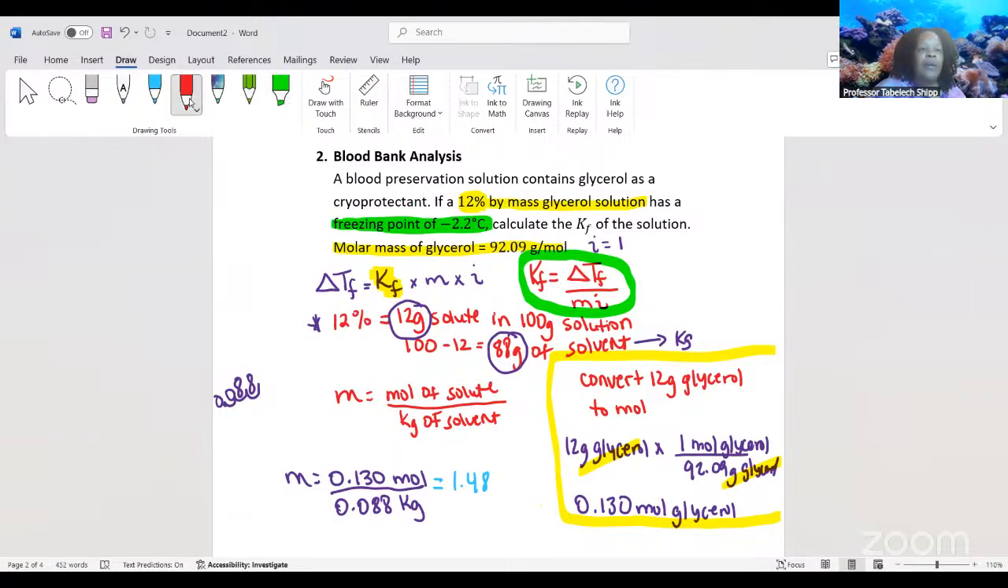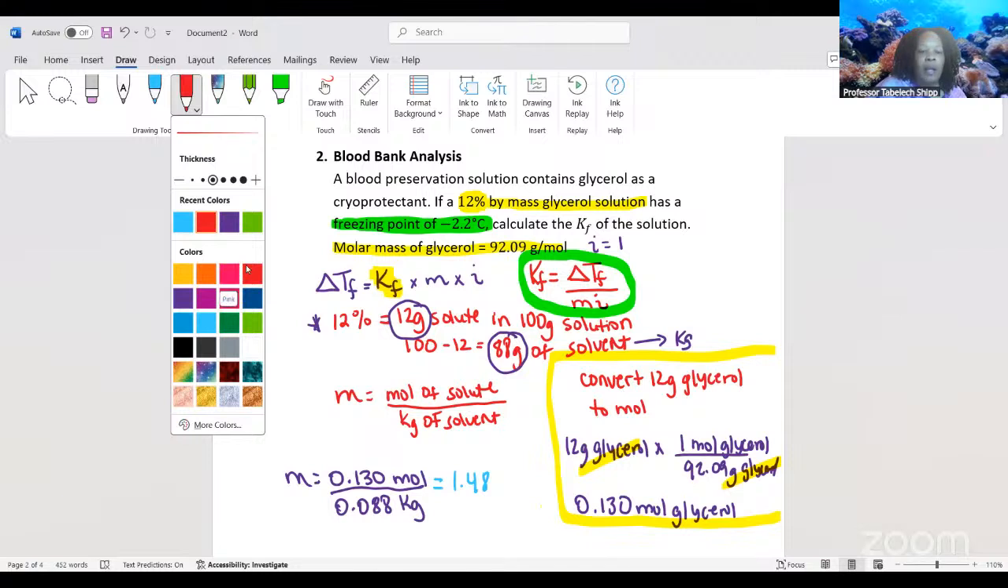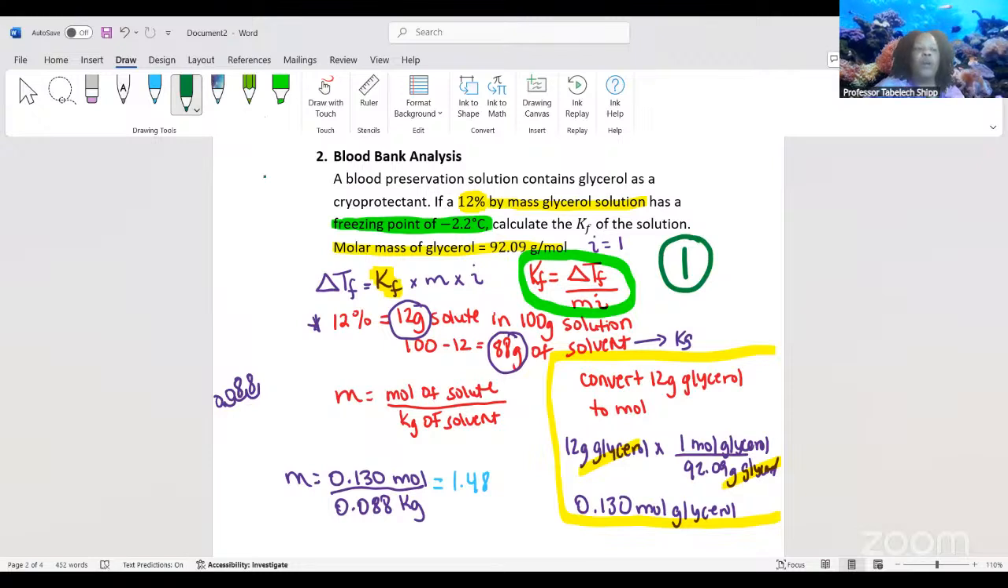So right here, I'm going to put this in big bold letters so you can see that. This is step number 1: rearrange the formula. So the first thing is to get the formula. K of F equals delta T of F divided by M, which is the molality, times I.